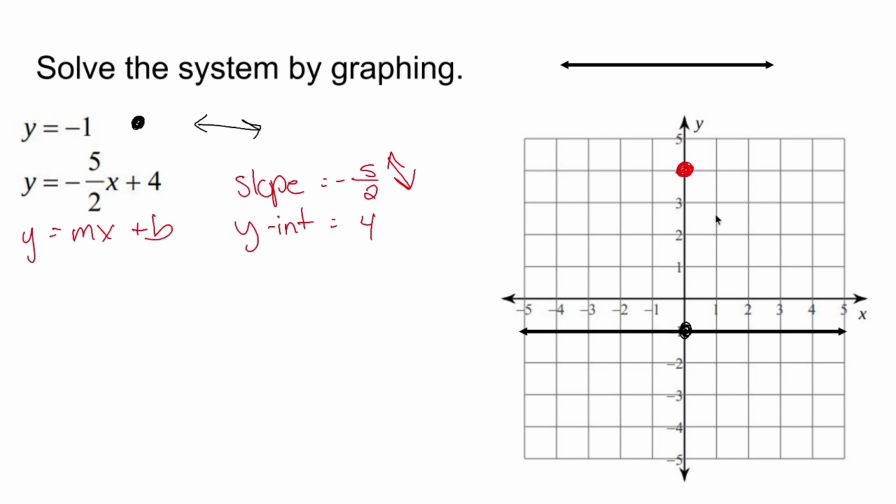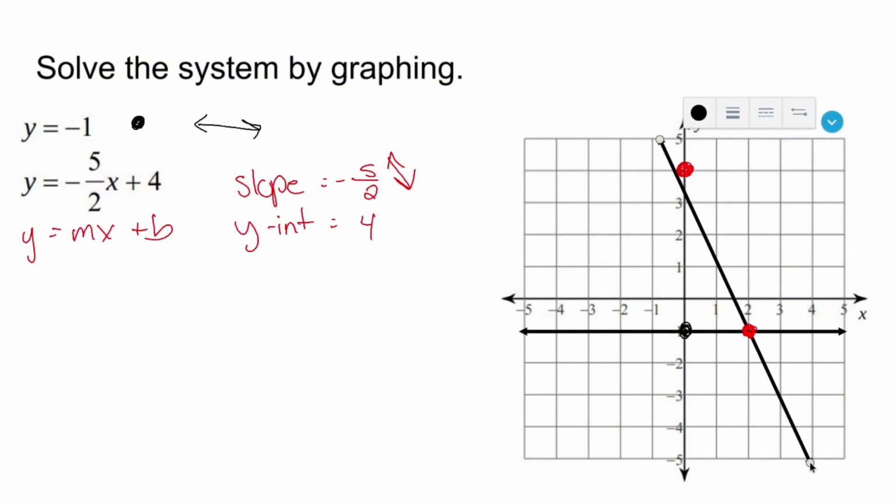Well, I can't go up 5, left 2, but I can go down 1, 2, 3, 4, 5, right 1, 2, put a dot right there. How convenient. Down 1, 2, 3, 4, 5, and I'm out of space already. So now that I have my 2 dots, which is all I need, I'm going to graph this line like so. If I can do a good job, this is very difficult.